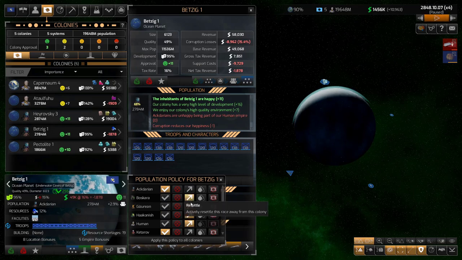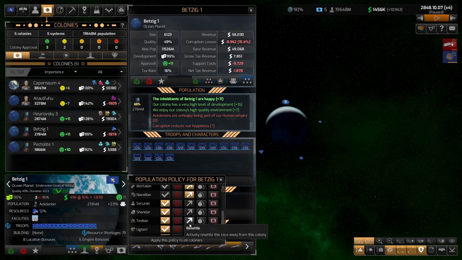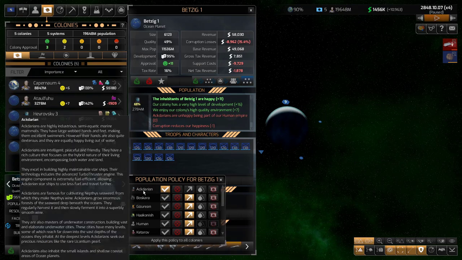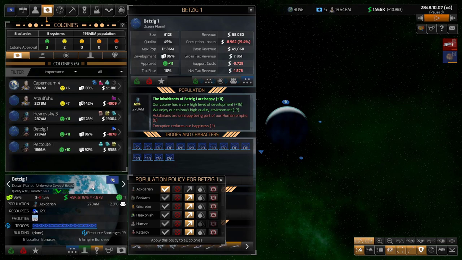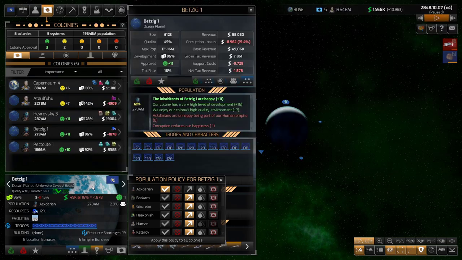In fact, you could just do them all right now. It wouldn't really matter. Go all the way down. I want to make sure that only Actarians are here because Actarians are the best for ocean planets. Now, if I put the race chart back up again, which I showed you earlier in the video, you would see which populations will do okay on a particular planet. But there's no reason, I might as well have only Actarians here, and on my continental planets, I'll put humans, okay? I'll give you another example.